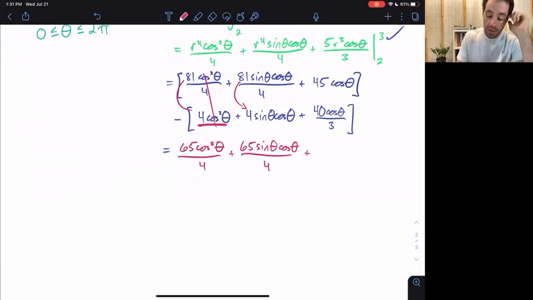And then plus put in, oh, whoops. Sorry, I forgot what we were doing. 45 minus the 40. So with these having common denominators, kick the 45 back up to the 135 that it was originally. That becomes 135 minus 40, or 95.